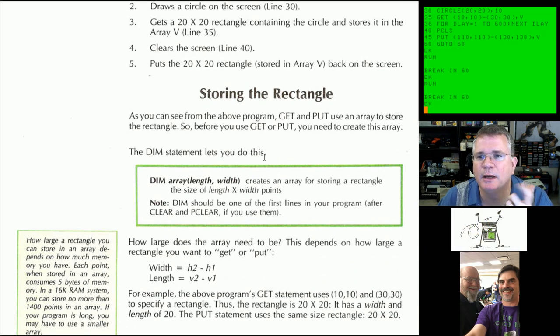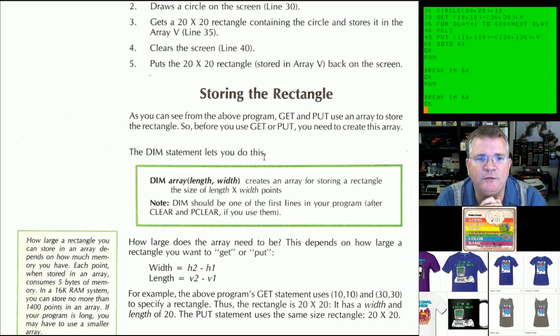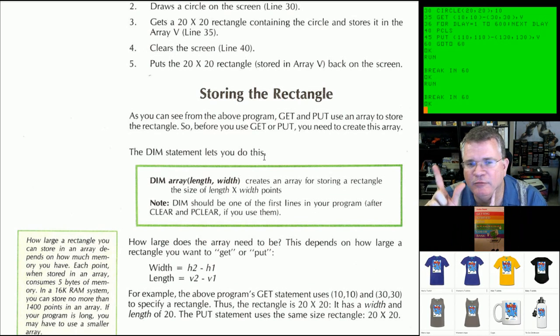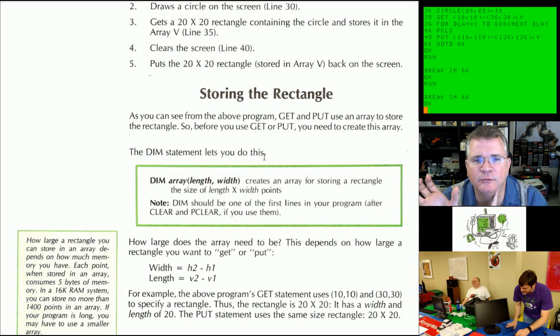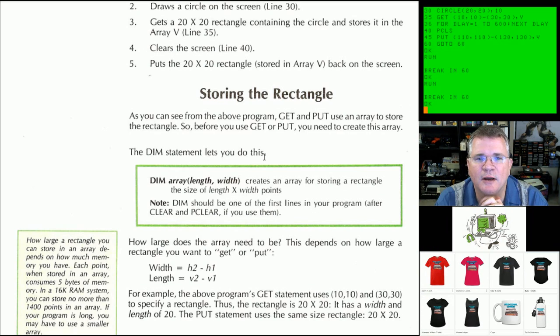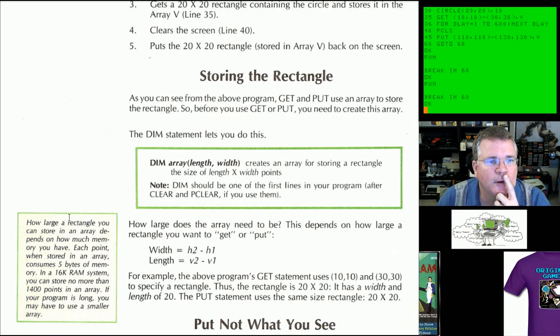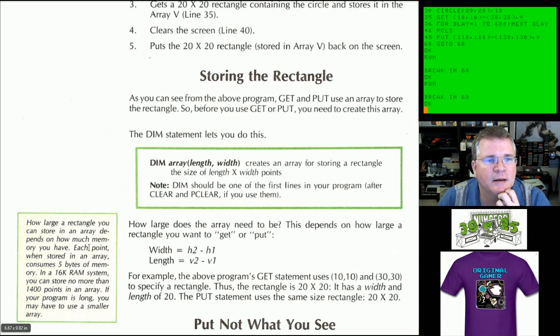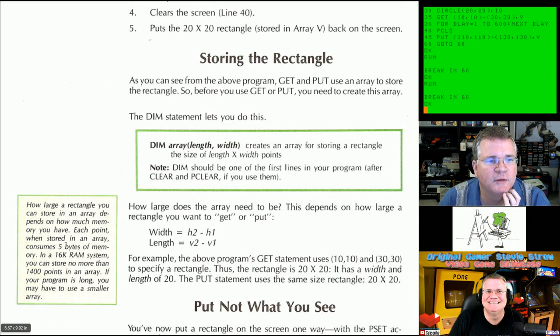We have to use the DIM statement to dim the array, to kind of specify it. The dim array, the array is the variable you want to assign to it. In this case here it was V, and then the length and the width in pixels. It says DIM should be one of the first lines of your program after CLEAR and PCLEAR if you use them. Over here it says how large a rectangle you can store in an array depends on how much memory you have. Each point when stored in an array consumes 5 bytes of memory. In a 16K RAM system, you can store no more than 1,400 points in an array. If your program is long, you may have to use a smaller array.